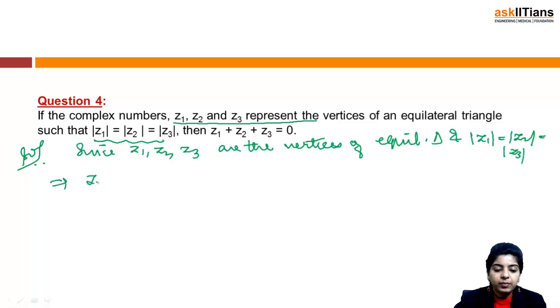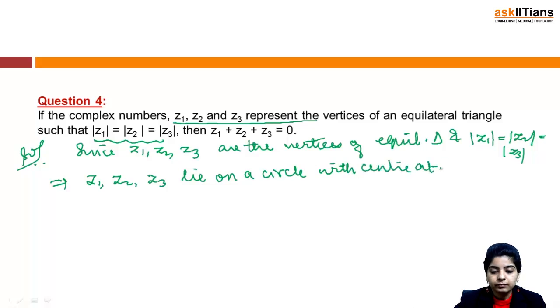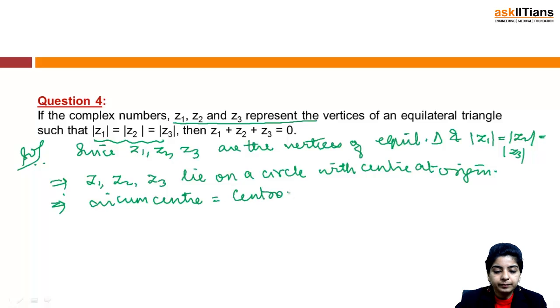This implies that z1, z2, z3 lie on a circle with center at origin. Right? Since we are given that they are vertices of an equilateral triangle and the moduli are equal, therefore we get that z1, z2, z3 lie on a circle with center at origin. And therefore, on the basis of this, what we can say is that the circumcenter would be equal to the centroid.